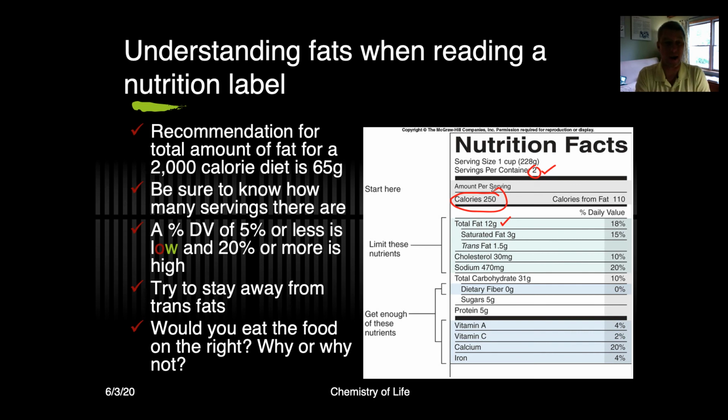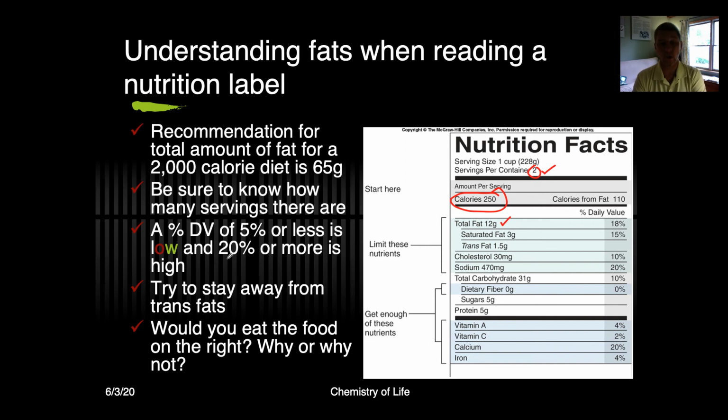Now, a percent daily value of 5% or less is low, and 20% or more is high. So when you look at a food label, you should make sure that you're falling somewhere in between, around the 10 to 15% range.